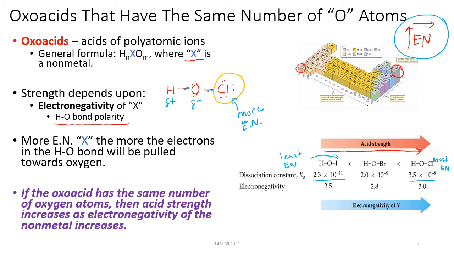So the general rule of thumb is, if the oxoacid contains the exact same number of oxygen atoms, then the acid strength will increase as the electronegativity of the nonmetal increases.